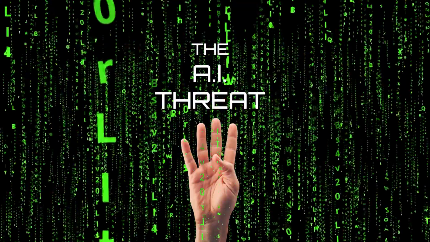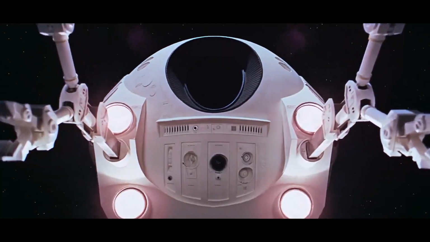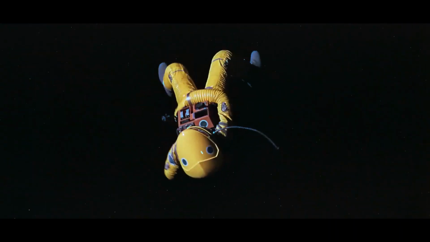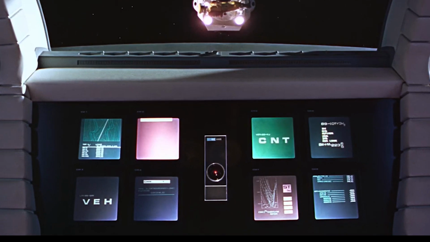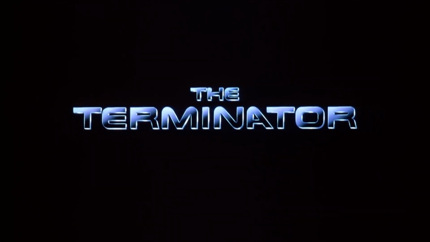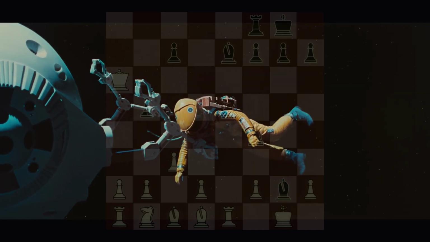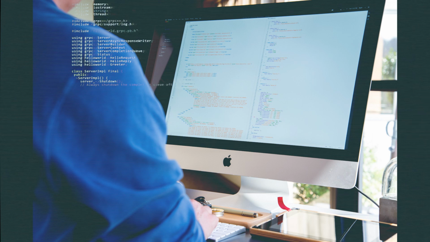Point 4. The AI threat. The obvious theme throughout the film is the threat of AI to humanity from the HAL 9000 onboard computer in the Discovery 1 spacecraft. Just like the film The Terminator, 2001 A Space Odyssey suggests that humanity could fall victim to the very technology that is created to initially aid us.